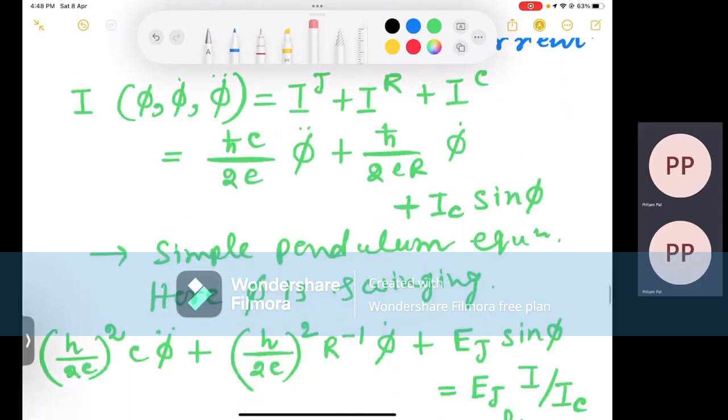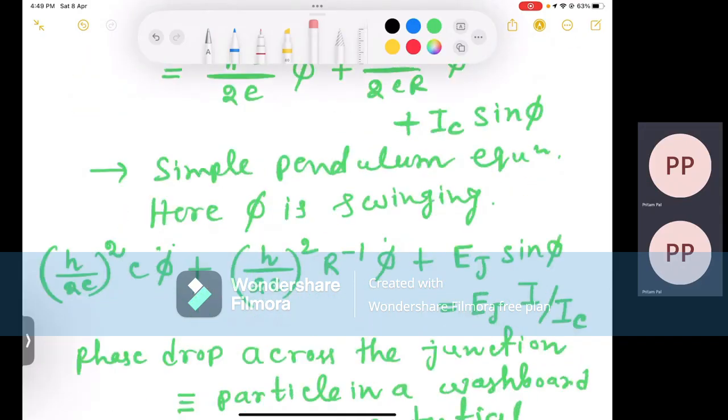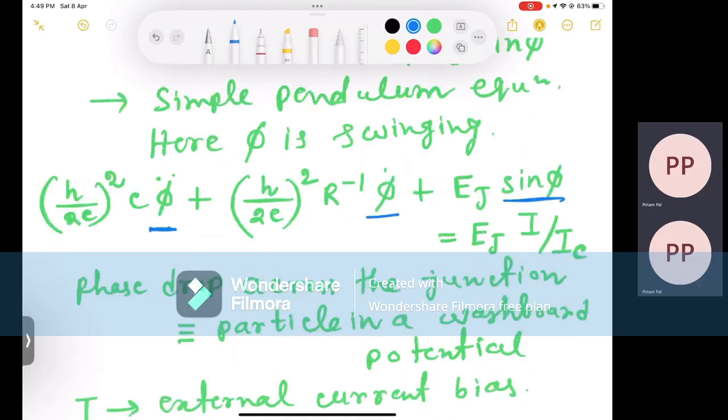So this is the total current. If we now simply rearrange and reconfigure this, we will end up with something which looks like this. You can see now there is a second-order derivative and a first-order derivative of the phase, and this is in the sine phi. You can also approximate, in a small angle approximation, this will give you a simplified form. Or you can also do the Taylor series expansion of this.